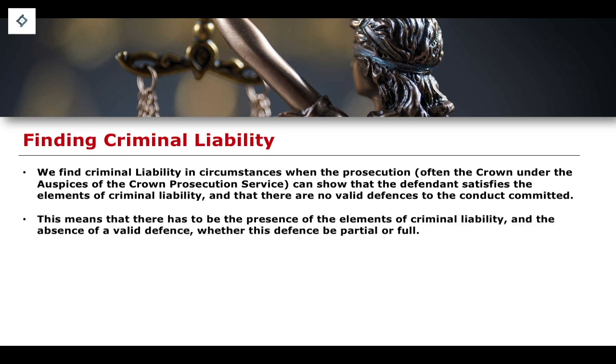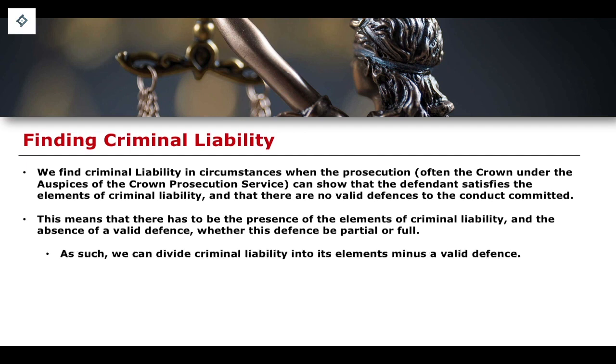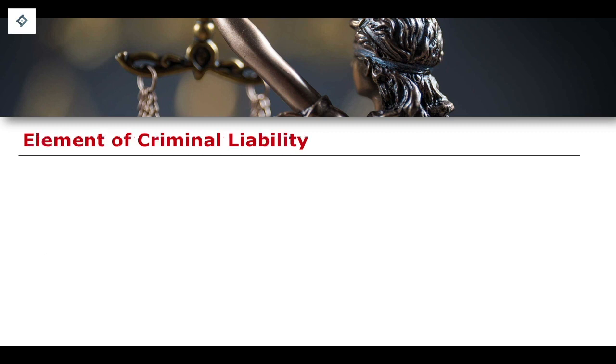And so it means that there has to be the presence of the various elements of criminal liability, for the most part. We will get to strict liability in the future, and that the absence of a valid defence is also present. There is also no valid defence, whether this is a defence which is full or whether this is a defence which is partial. So some partial defences may not necessarily absolve criminal liability in its entirety, but may reduce criminal liability from, say, murder to manslaughter, for example. So we can divide criminal liability into its component elements, and then we can minus the valid defence. We will get to defences after we have covered the offences at the end of this series of lessons.